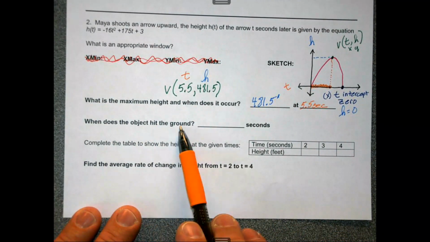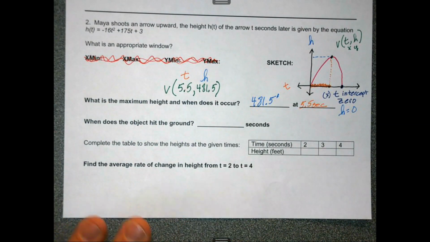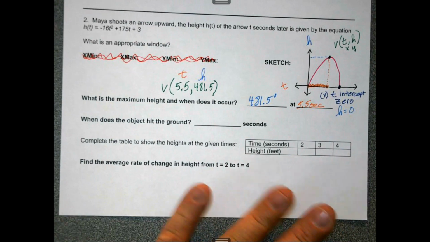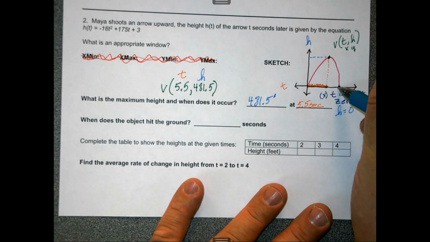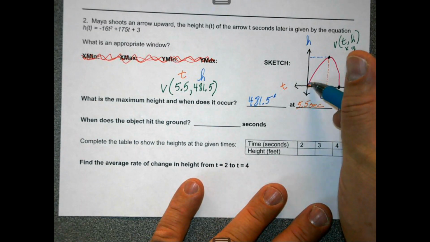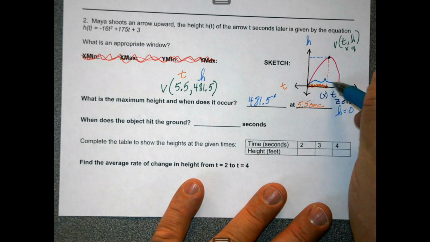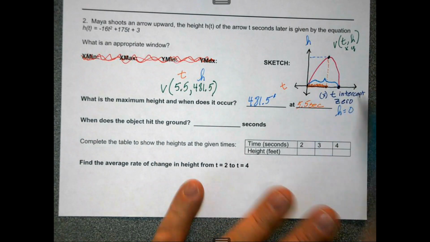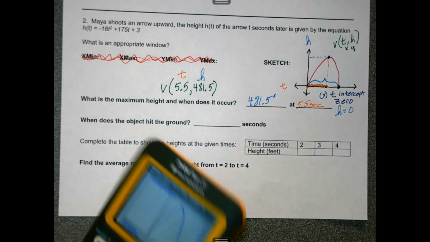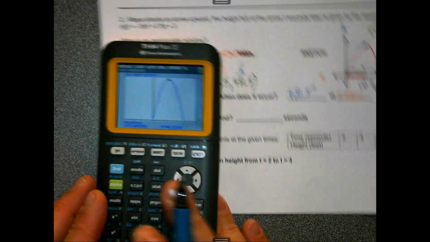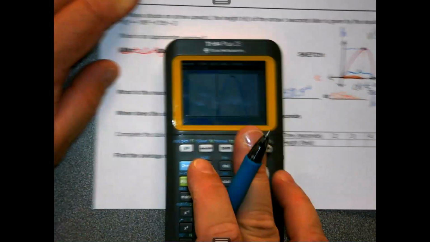When does this object hit the ground? So now they're asking me, well, here's the x-intercept. I know the h is 0, but I don't know what the x is or the t, what time it is. They want to know this total time when it hits the ground. That's my t-intercept or x-intercept. So I'm going to have to calculate that on my calculator.